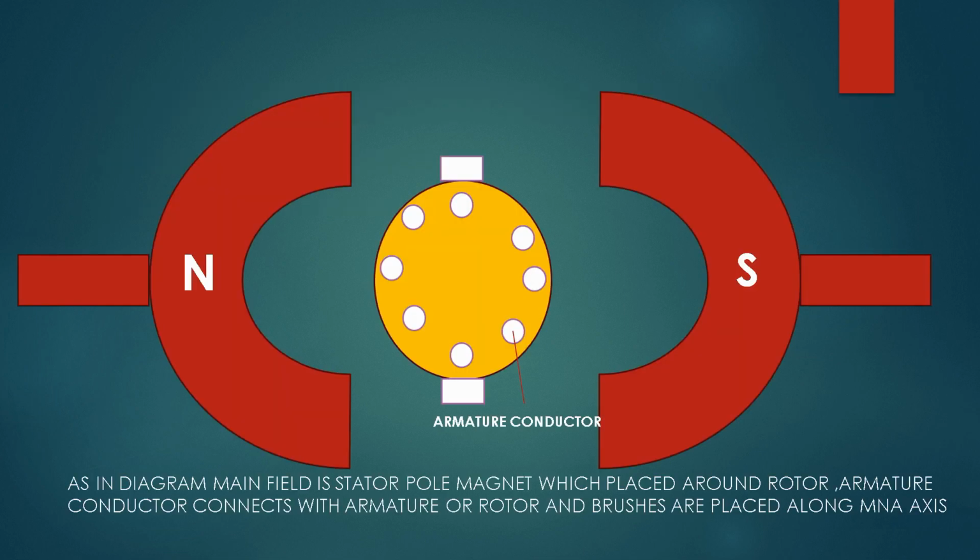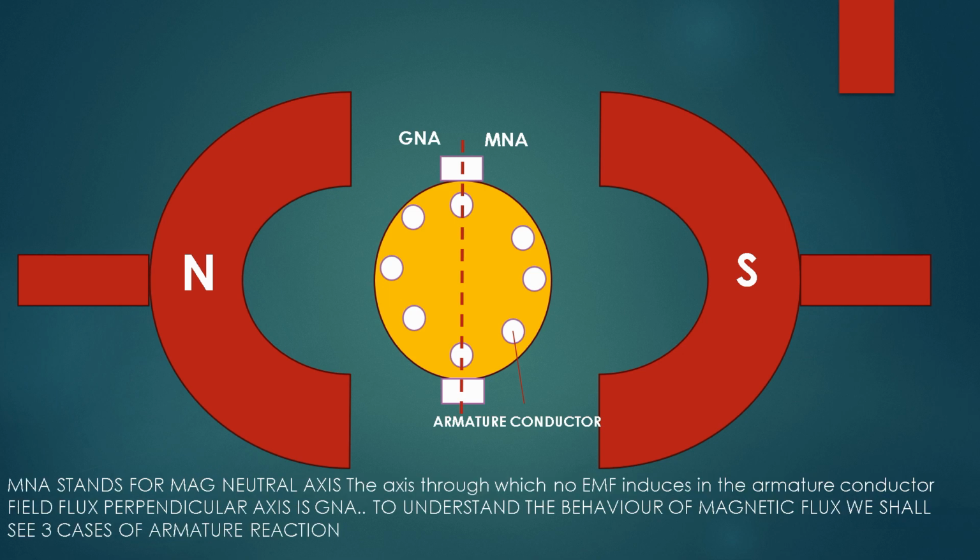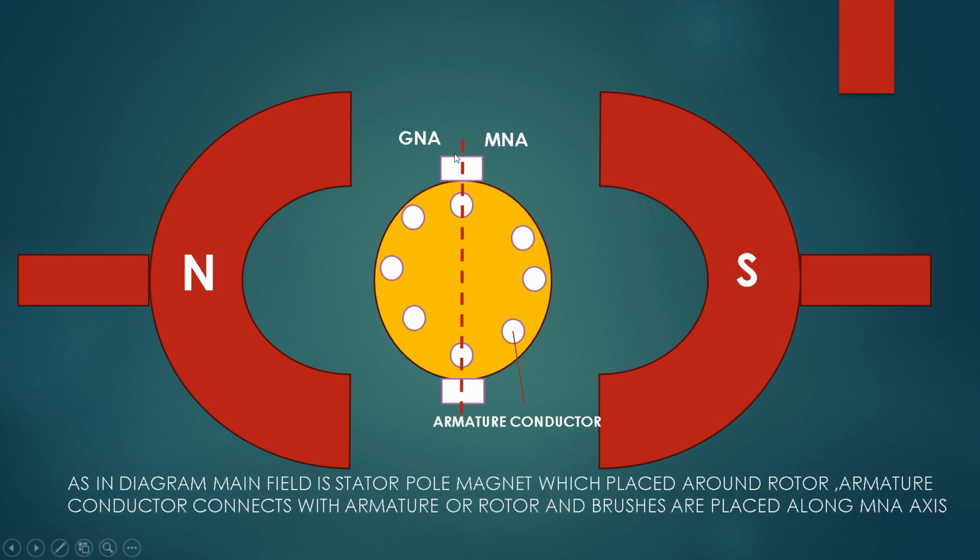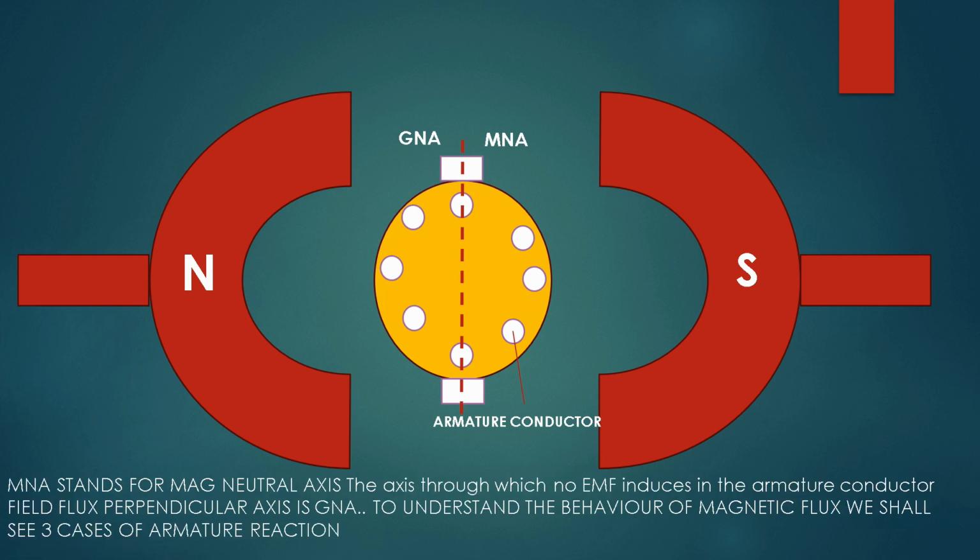So here this pole magnet is a main field magnet, and this one is known as armature and armature conductor. This is a brush, and these brushes are placed in the MNA axis. MNA means magnetic neutral axis. In this axis no EMF will get induced in the armature conductor, and GNA is geometric neutral axis. The field flux is perpendicular to this axis.